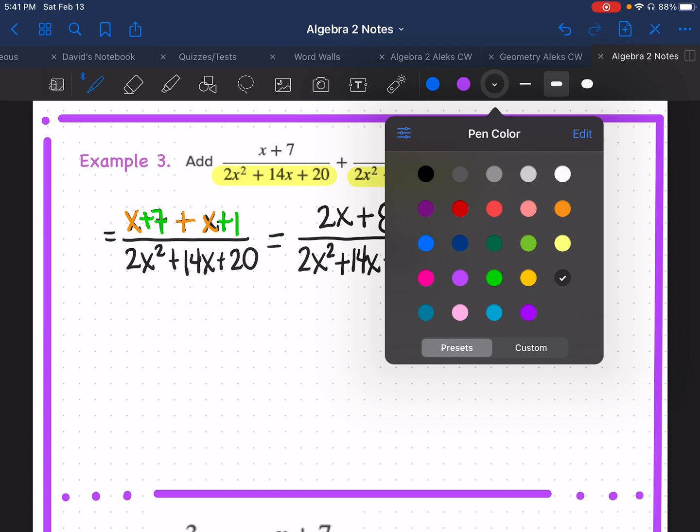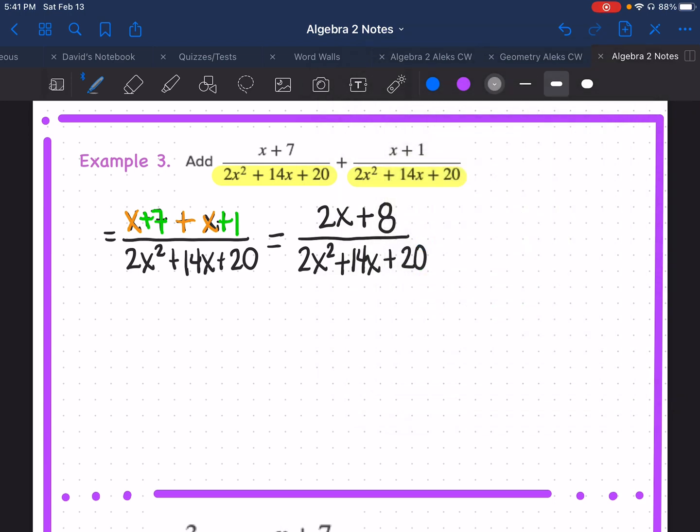So I'm going to grab my lighter shade of gray, and I'm just going to come up here and say, well, 2x is 1 times 2 times x, and 8 is 2 times 4. And down here, I can think of it as 1 times 2 times x plus, well, there's a plus in between at the top too, 2 times 7 times x plus 2 times 5, right? Because it's 2 times 10, so 2 times 2 times 5.